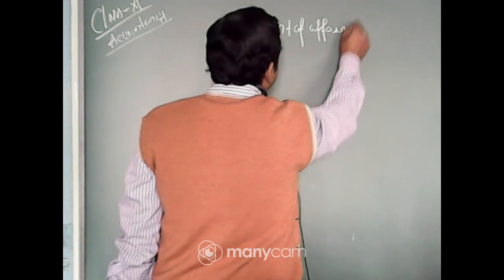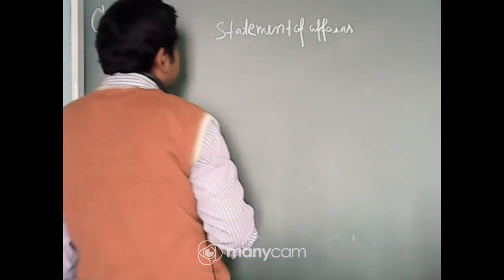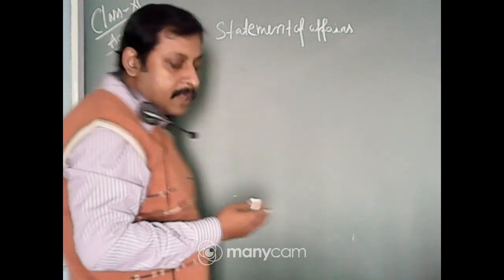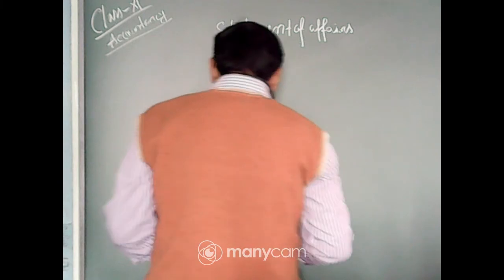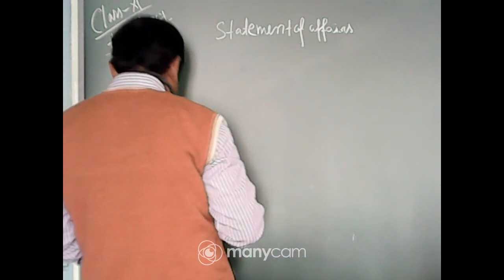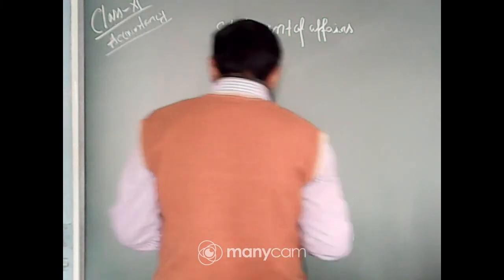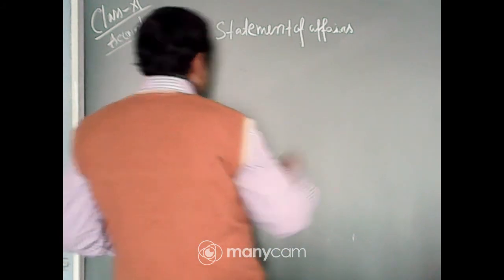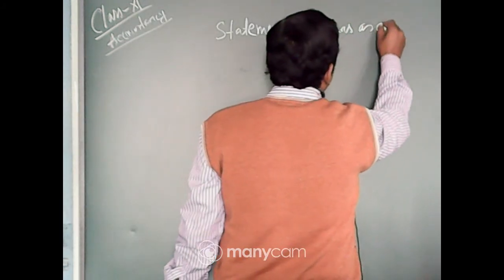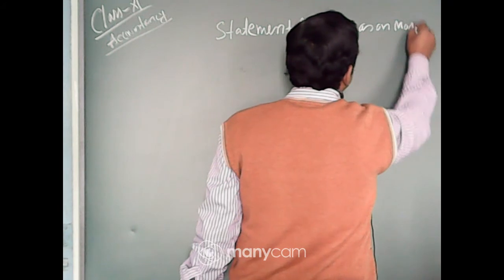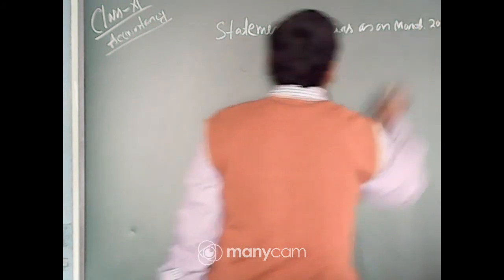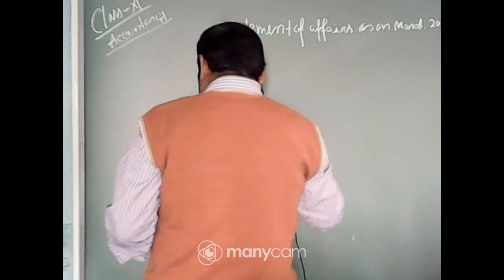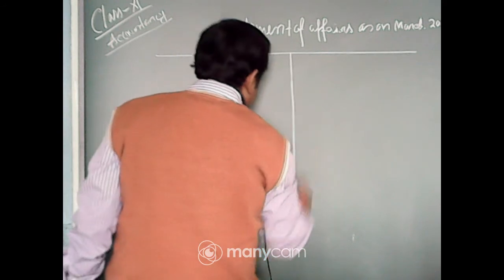The statement is given by the proprietor or the businessman. So from the statement of affairs we have to reveal the closing capital as on March 31, 2017. Okay. Now you have to make it just like a balance sheet format.